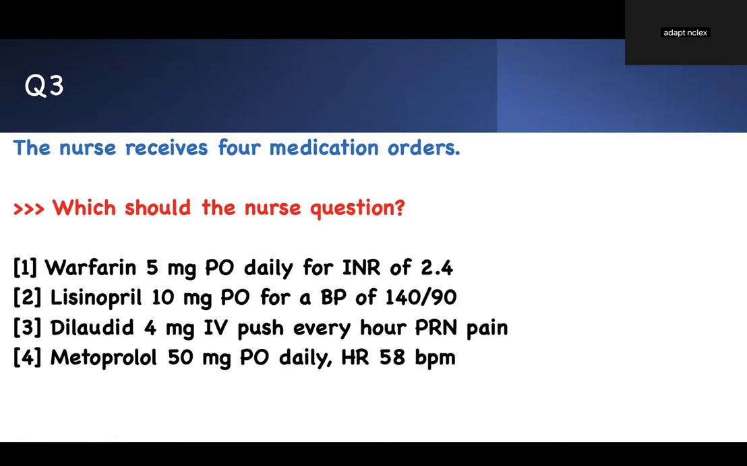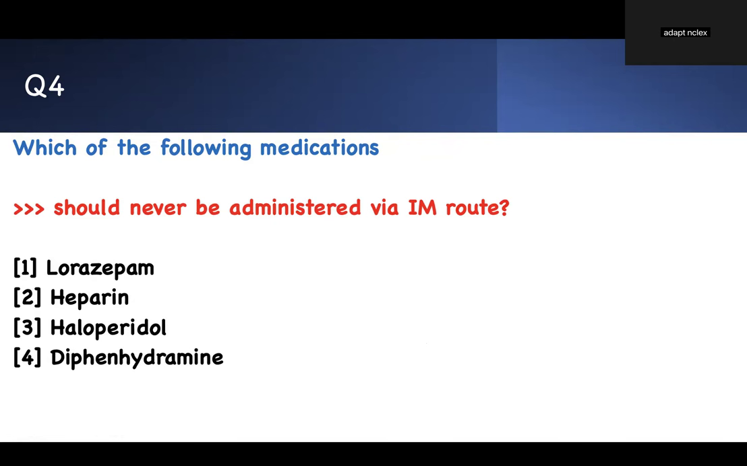Which of the following medications should never be administered via the IM route? This is a test-taking strategy. Look at it. IM, something through the muscle. Why do we give IM medication? We give it because that's the easiest way we can give it. But what is one of the contraindications when you give IM medication? Do not massage. Why? Because it can cause bruising and bleeding. Which of these medications will cause bruising and bleeding? Lorazepam does not cause that. Heparin would do that.